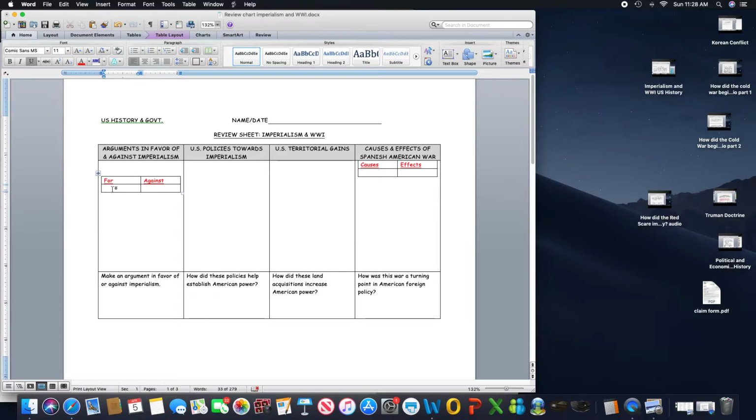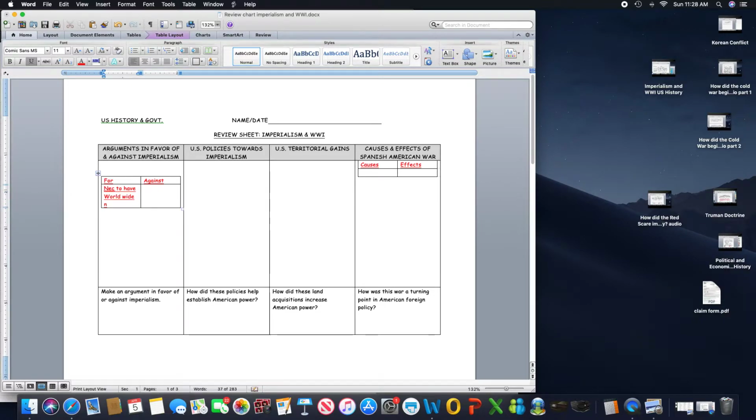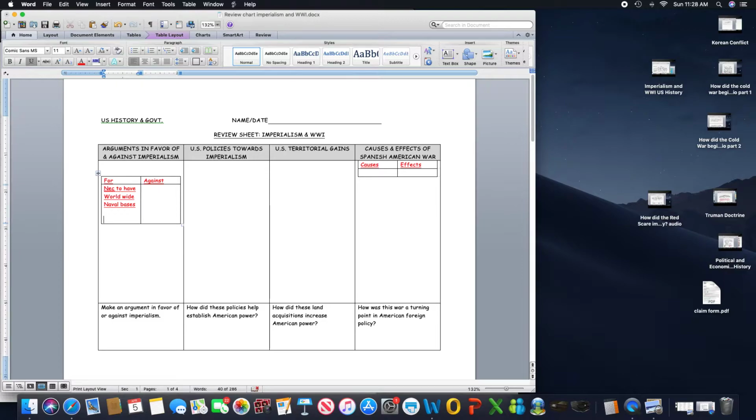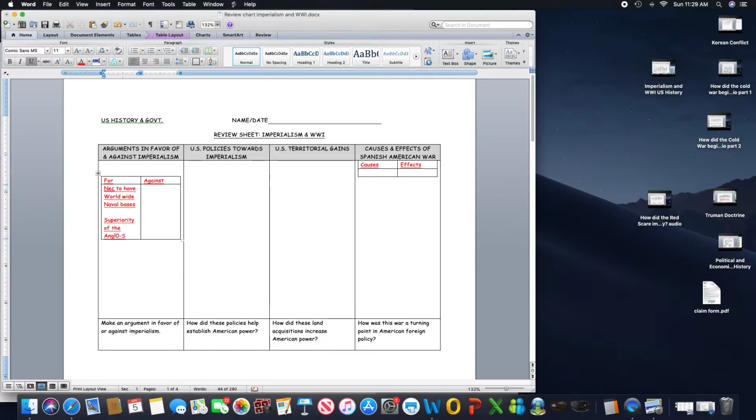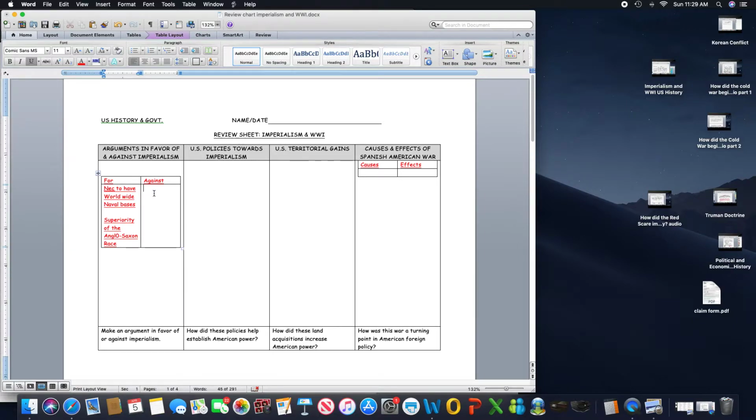So, arguments in favor of imperialism is that it's necessary to have worldwide naval bases. And then another point is the superiority of the Anglo-Saxon race. And the arguments against it, we see that it violates the Declaration of Independence, and that it is hypocritical. We're supposed to be a nation of laws and of rights, and here we are taking away rights of people.